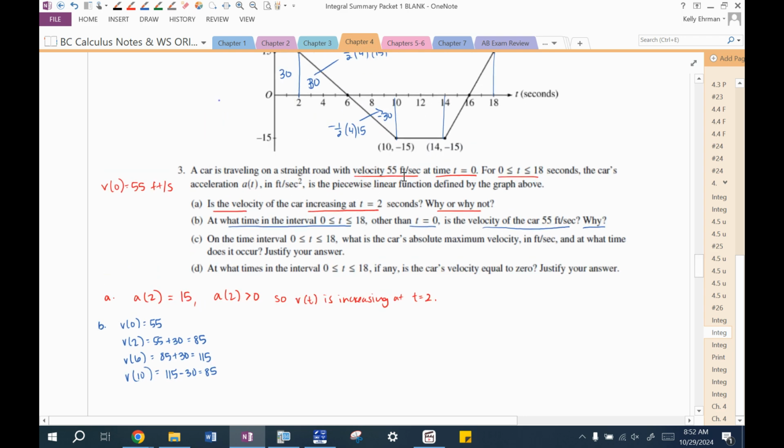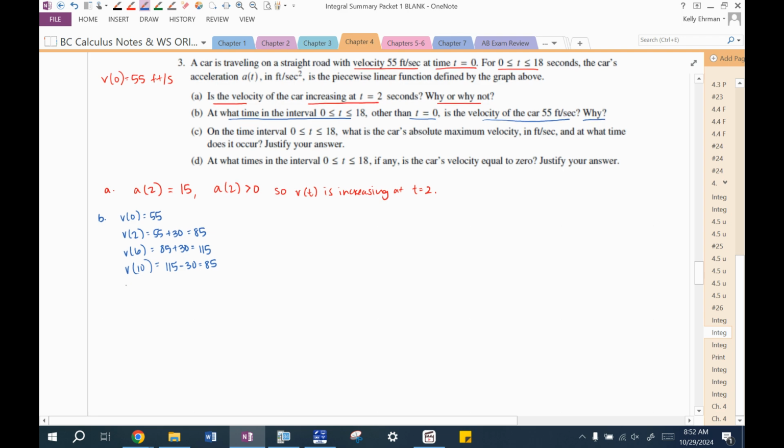All right. And then what about at 14? So this has a base of 4 and a height of 15. So 4 times 15 is negative 60. So, okay, here's one. When I jumped to 14, I'm at 85 and I'm subtracting 60. So now I'm down to 25. So somewhere in here we hit 55 again. So, okay, so we need to figure out, let's see, at what other time? So I need to find the actual time.